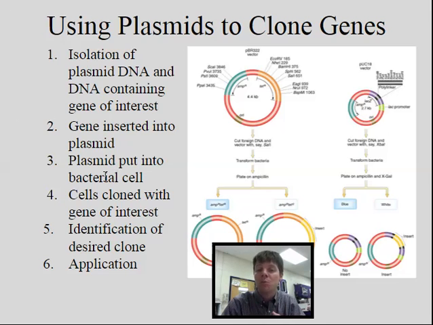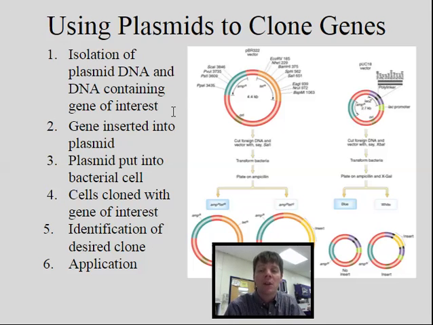That plasmid could then be placed into a bacterial cell using a technique called transformation, which uses heat shock and some salt solutions to move plasmid DNA from outside the cell to the inside of the cell. Now you've got cells, hopefully, that have this plasmid contained inside of them. You would then try to identify desired clones.